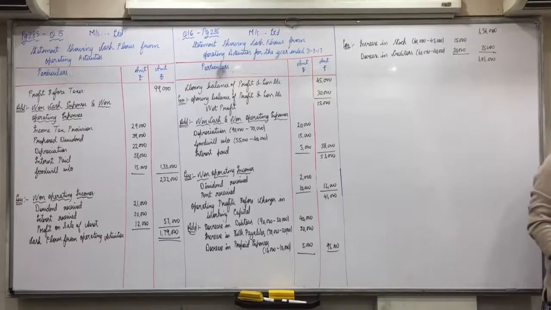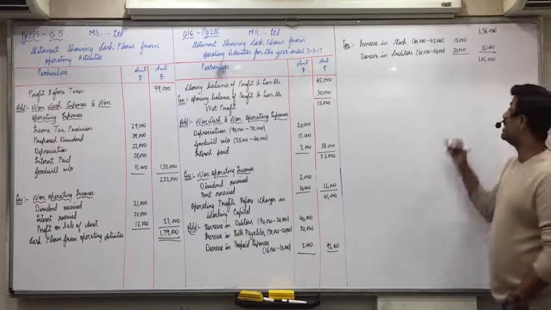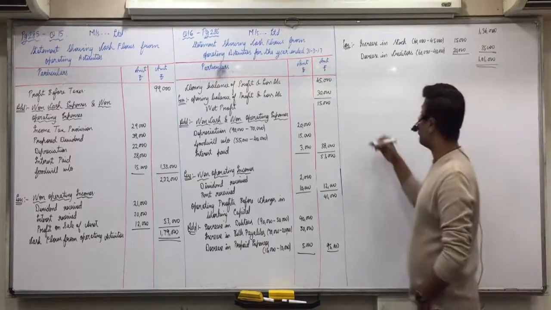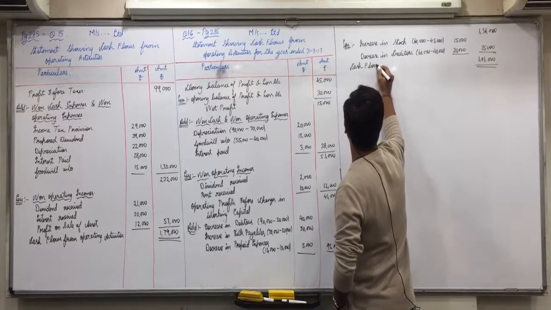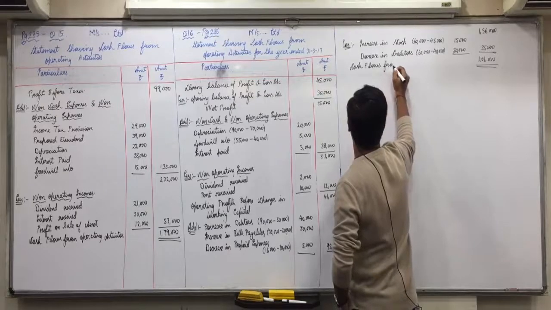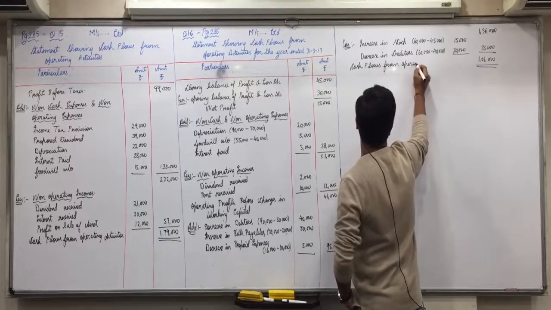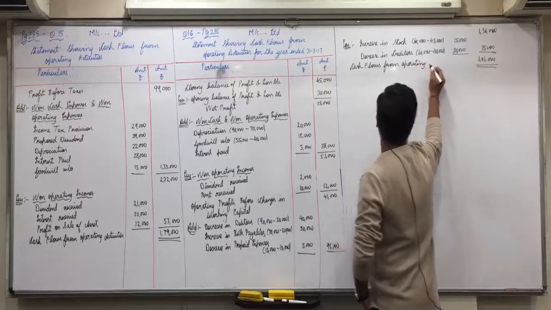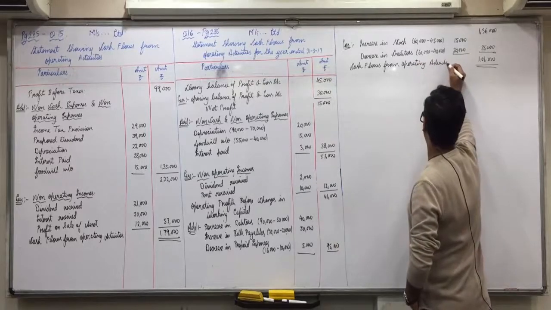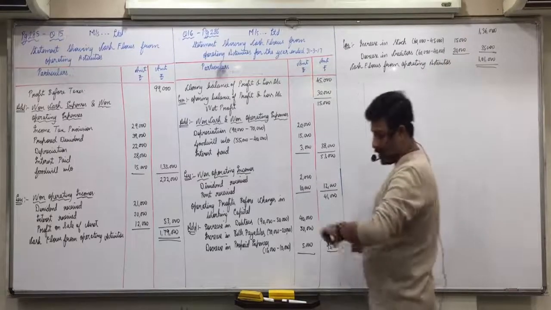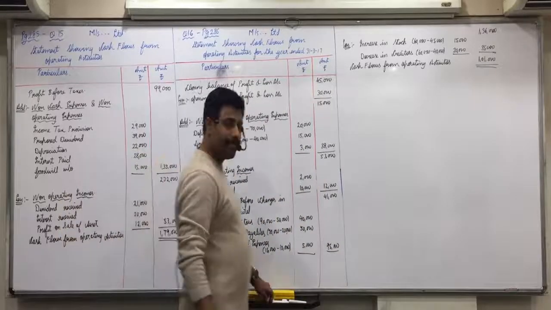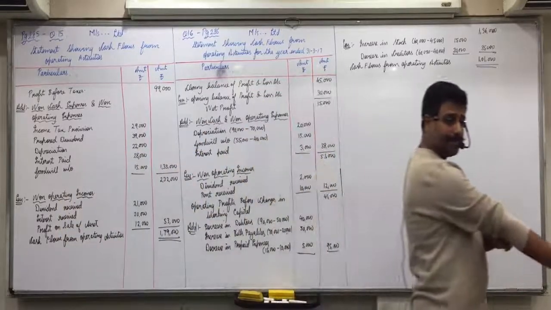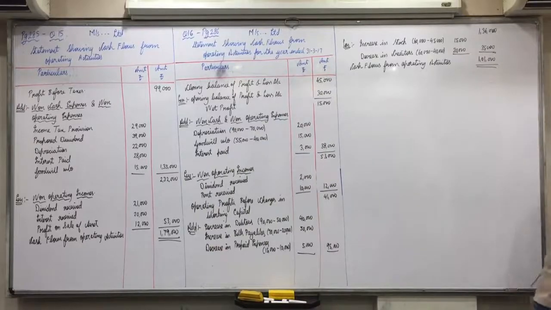Do we have tax paid in this question? No. So this itself is cash flows from operating activities. Otherwise, we would call it operating profit after changes in working capital, and we would have subtracted the amount of tax paid. Did you understand this, everyone? Any confusions in this?